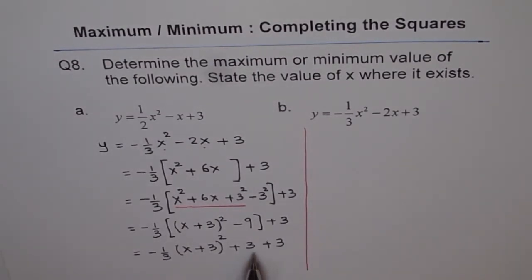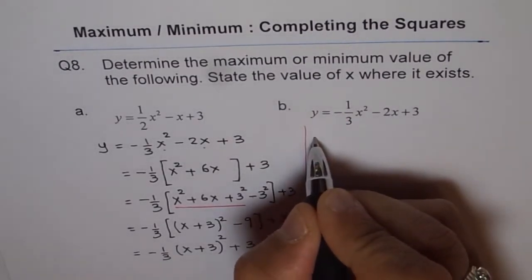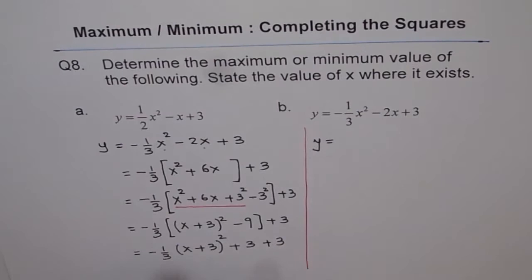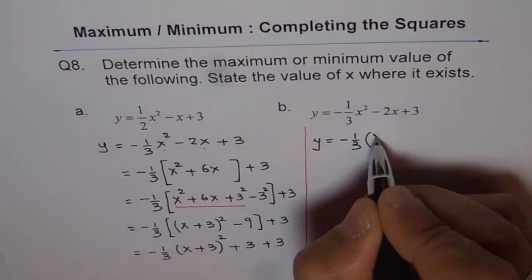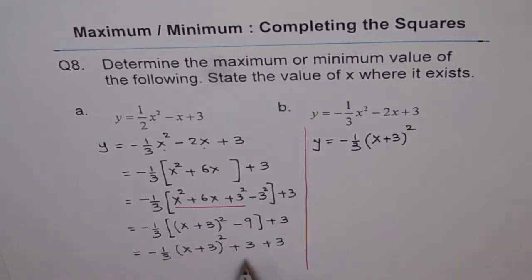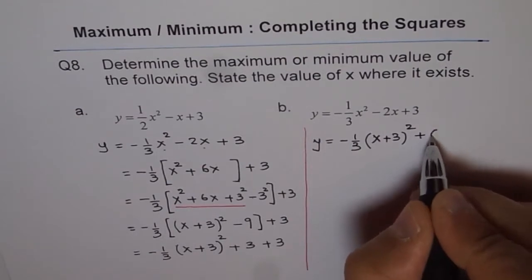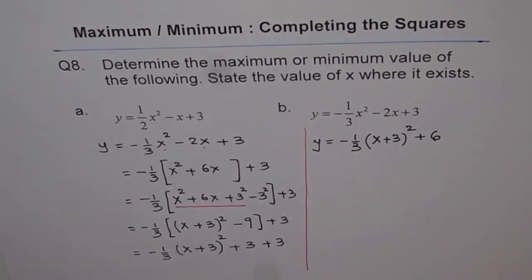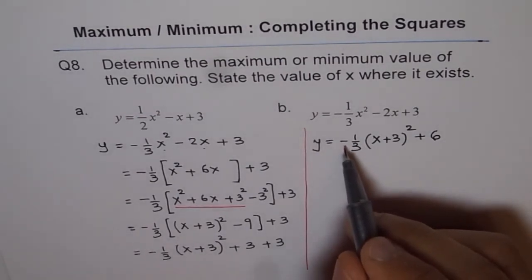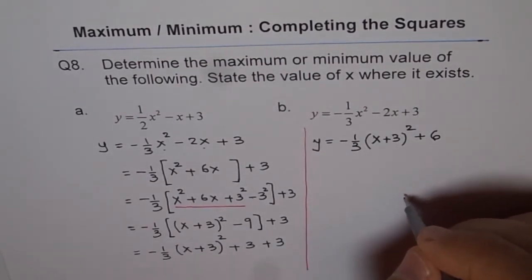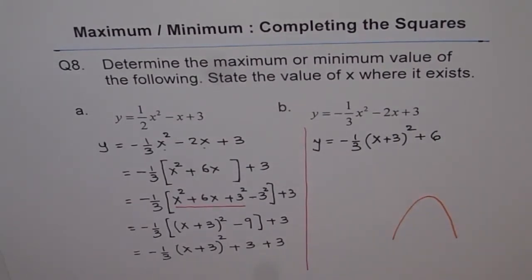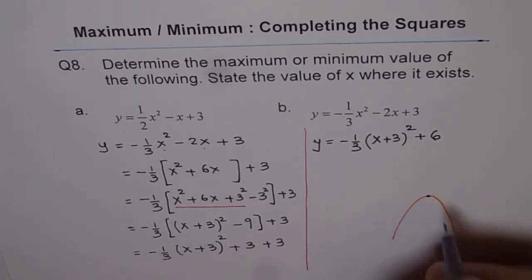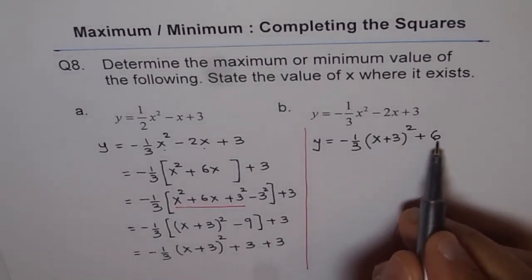So now we only need to combine these two to write down our answer. So we get y equals minus 1 over 3, x plus 3 whole square, and 3 plus 3 is 6, plus 6. So this gives rise to a parabola which opens downwards. This is minus, which will open downwards. So kind of like this. And the vertex is defined by these values.